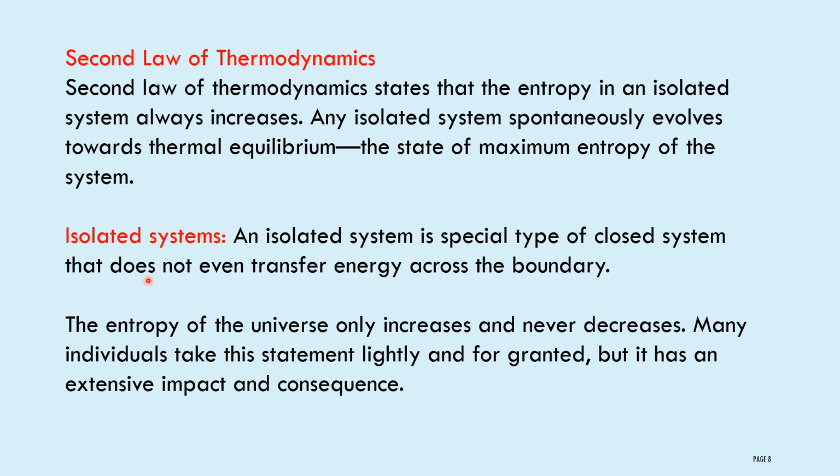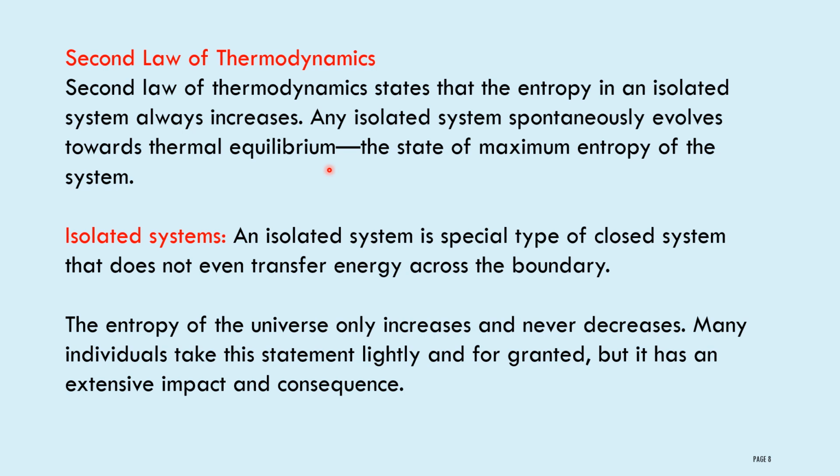What is meant by an isolated system? An isolated system is a special type of closed system that does not even transfer energy across the boundary. Isolated means a closed system that will not allow any energy to enter the system, nor let any energy leave the system. There is no exchange of energy across the boundary. An isolated system spontaneously evolves towards thermal equilibrium.